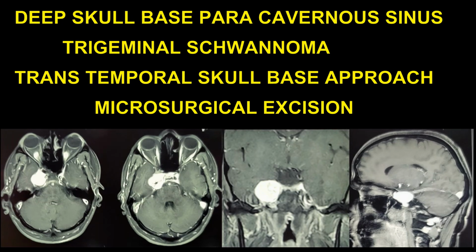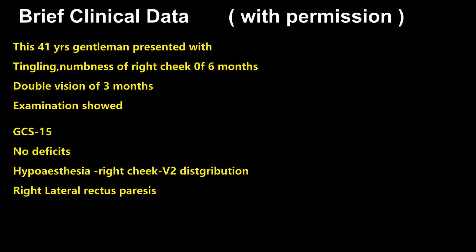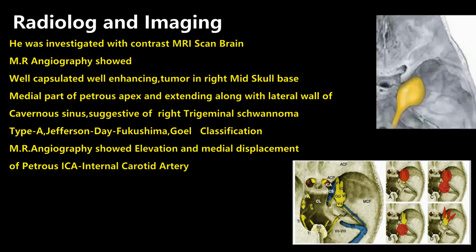Educational video of microsurgical management of deep paracavernous trigeminal schwannoma on the right side. This 41-year-old gentleman presented with tingling numbness on the right side of the face and cheek, and double vision of 3 months. Examination showed no deficits, GCS 15, hypoesthesia in the right V2 distribution, and right lateral rectus palsy.